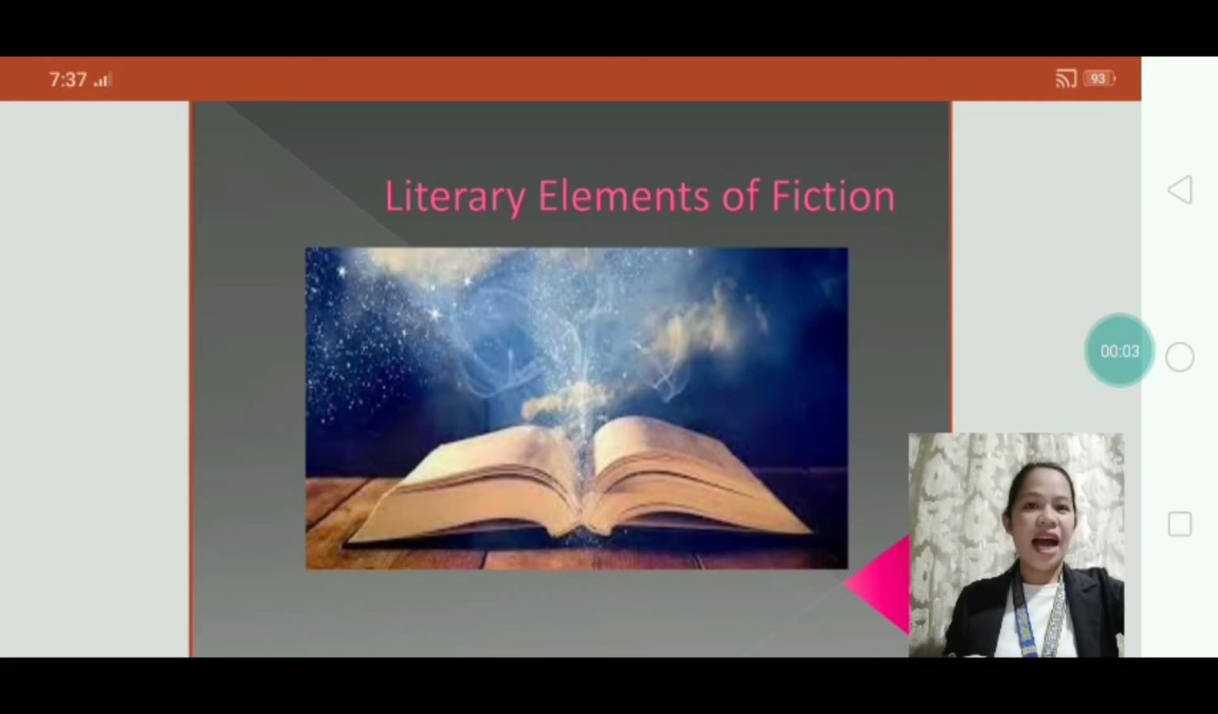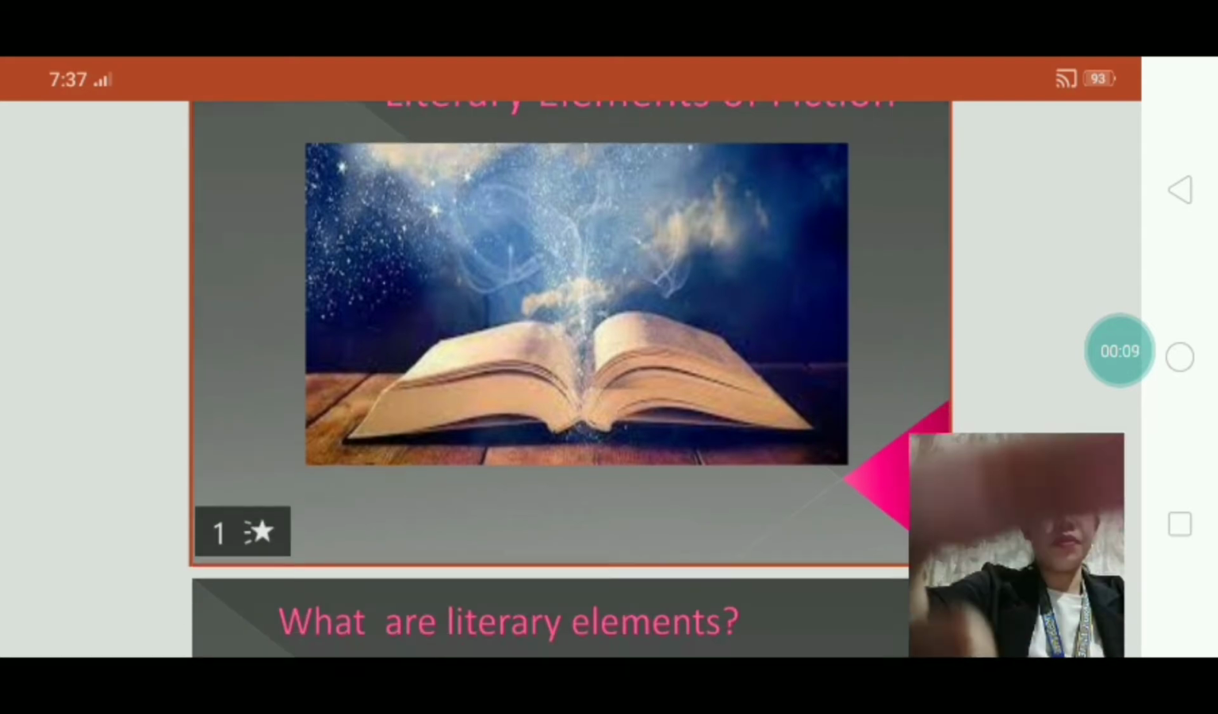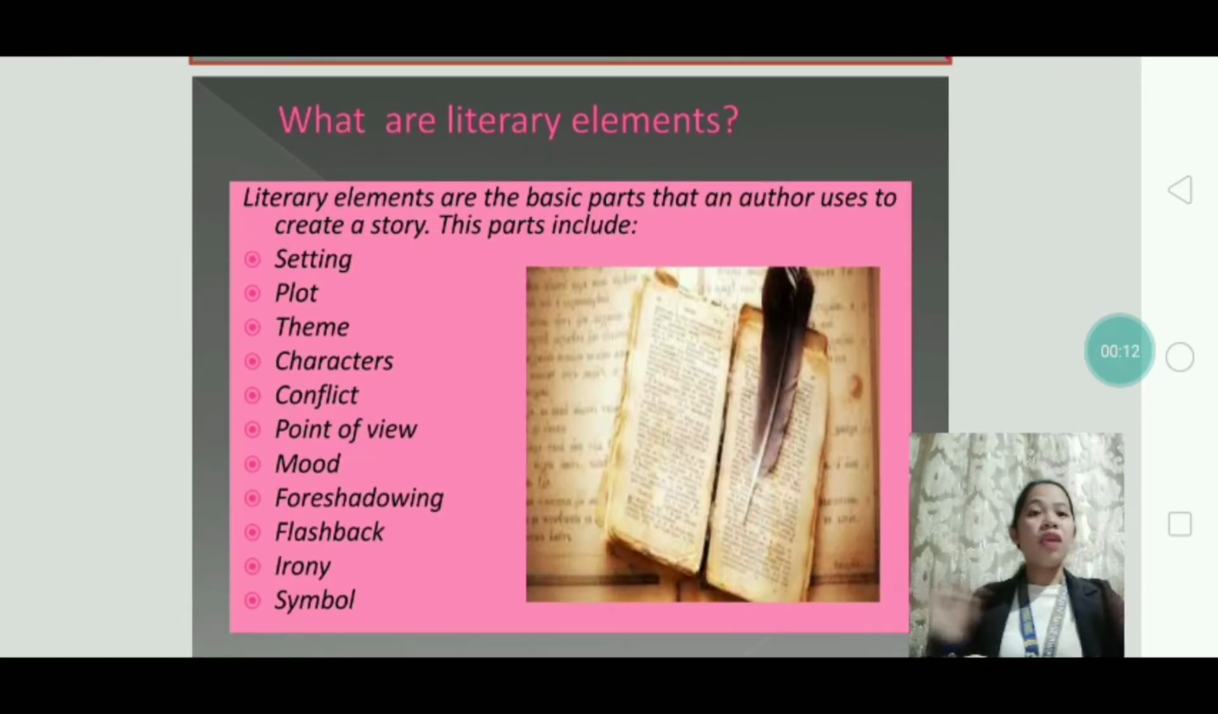So, for today's class, our topic is literary elements of fiction. Now, what are literary elements? Please read, Shea May. Literary elements are the basic parts that an author uses to create a story. These parts include: first, setting; second, plot; theme, characters, conflict, point of view, mood, foreshadowing, flashback, irony, and the last one is symbol.